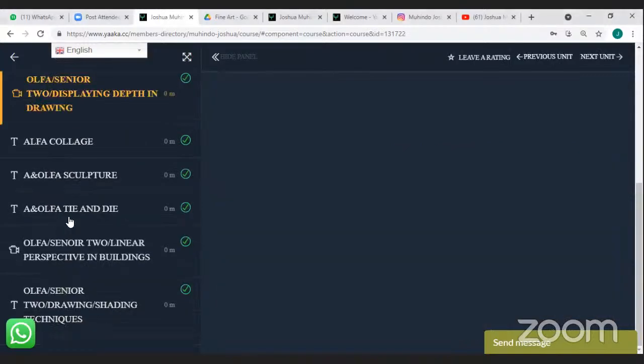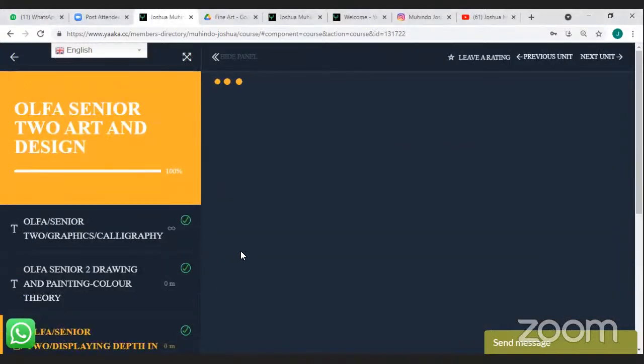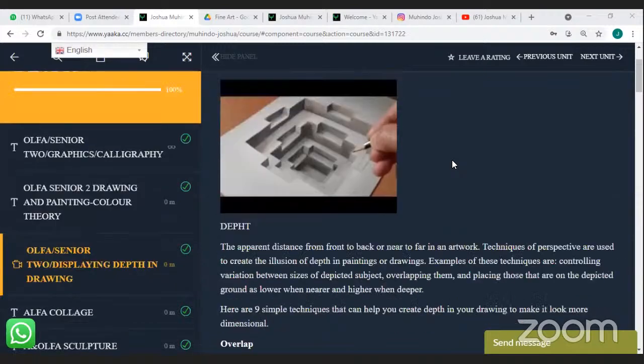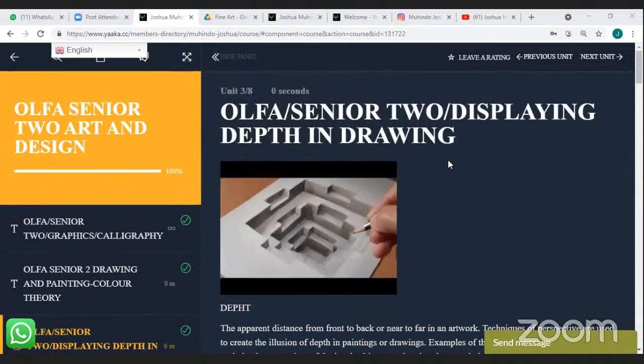Then more to that, I wanted us to discuss this. I think we can all see what is displayed here. You can just read to us the title there. Alpha Senior 2, displaying depth in drawing. Okay. What is your other name, please?